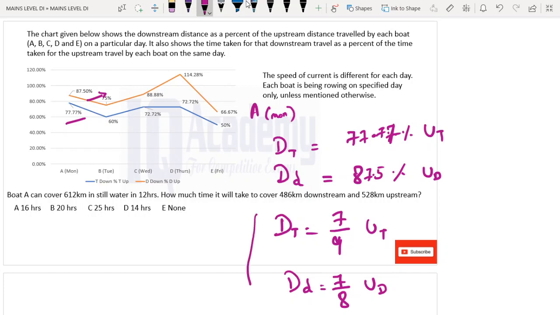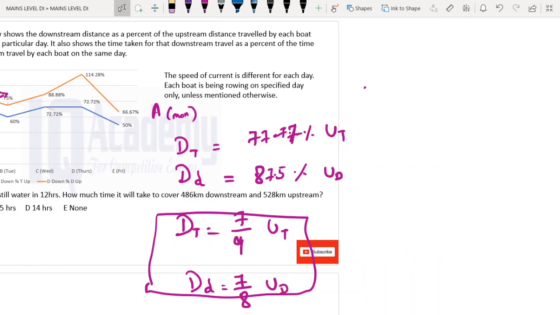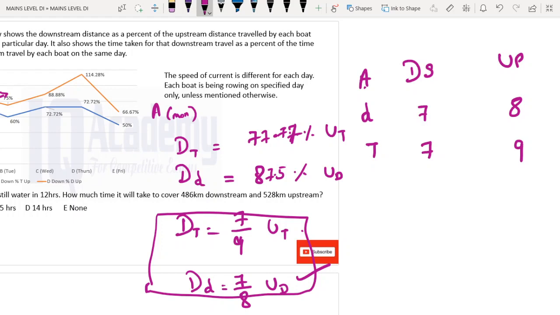So from this we can say the ratio of downstream distance to upstream distance and downstream time to upstream time. So for A, downstream, upstream, the distance ratio is 7:8. The time ratio is 7:9. So from this we can derive this.